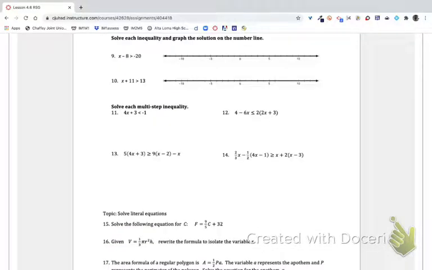For number 9, solve it, then graph it. So to solve, we're going to add, that's not 9, that's 8. So we'll add 8 to both sides. X would be greater than -12. So the big thing here is understanding how the inequality works. We're going to sit at -12, and greater than means that we're going to go to the right.